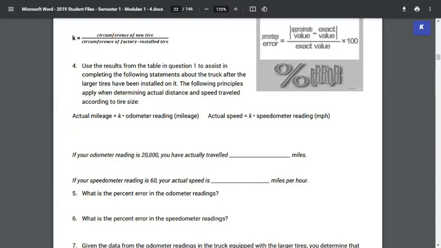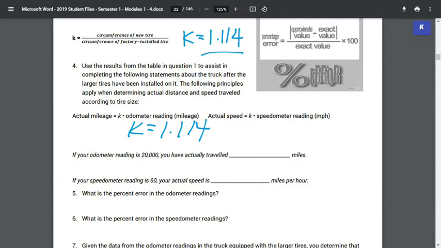Okay, so now we're going to answer some questions. Keep in mind the K that we got was 1.114. So this is our constant. Once again, that's how many times further the larger tires are going to travel compared to the smaller ones. So it wants us to use these results to answer some questions down below. It wants us to write that again one more time right there for our K.